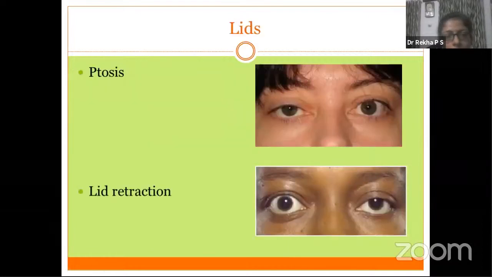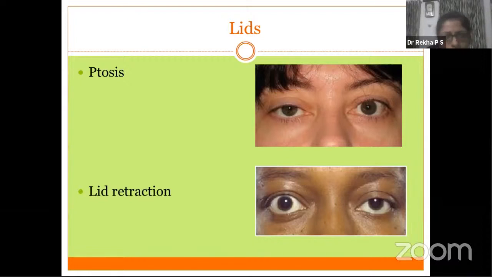Now we'll move on to the eye examination. You can always go in a systematic manner, starting from the lids to the retina. Otherwise, there is a general practice that the PGs will straight away look for the pupillary reaction and the lens. So we always start from the lids to the retina.